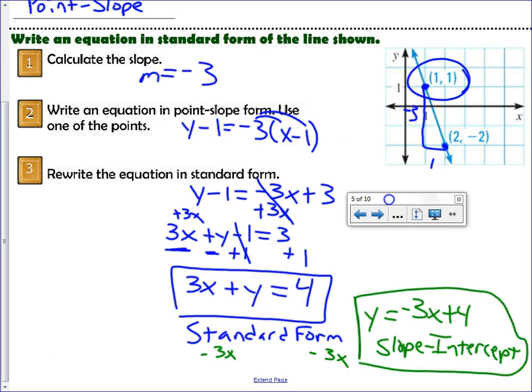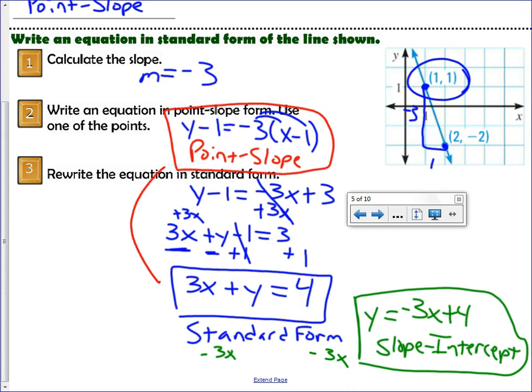So I could get that equation into three different formats. Just a matter of which format is useful for me at the time. Do I want it in point-slope? Do I want to change it to standard? Or is it more beneficial in slope-intercept? You found out that there are different advantages for each format when you're graphing. So it's just a matter of preference.